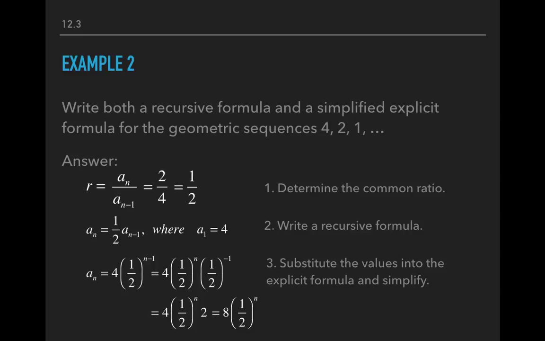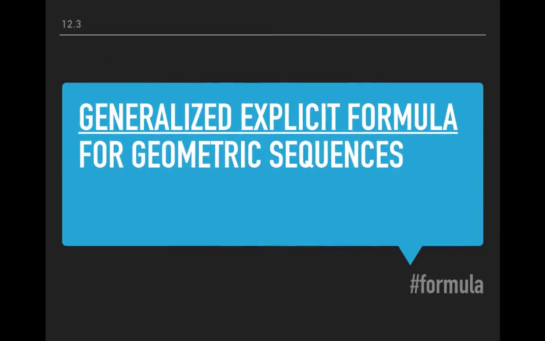Now, I won't ask you to do this every time. I just wanted to kind of show you how you could simplify that. So if you're asked to give a simplified explicit formula, this is it. If they just ask for the explicit formula, you can leave it where we started. Okay? So, what happens if you don't know the first term? What if you just know a random term in the sequence?